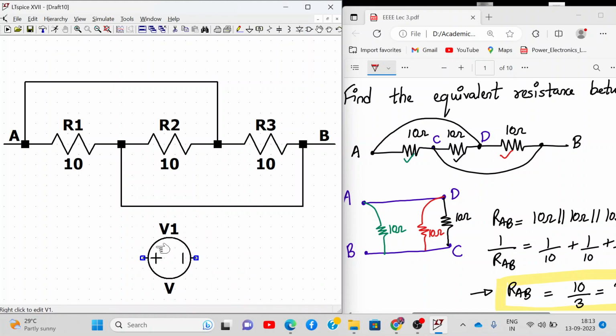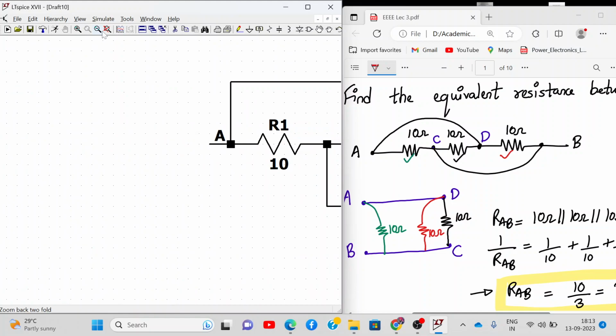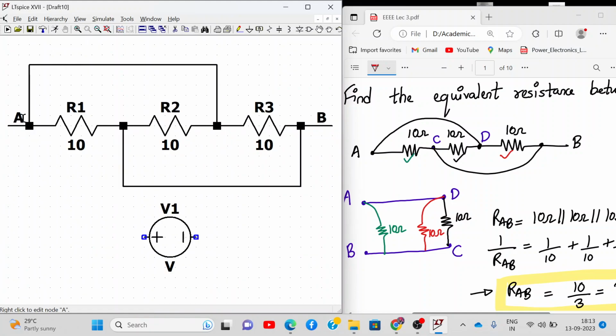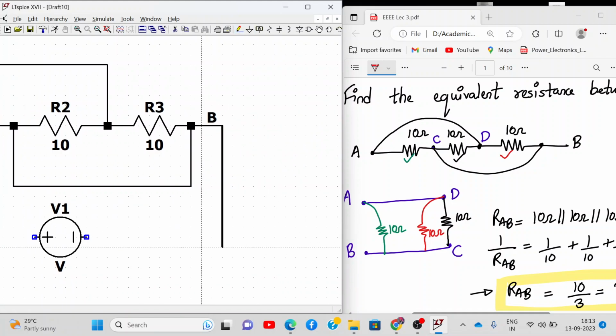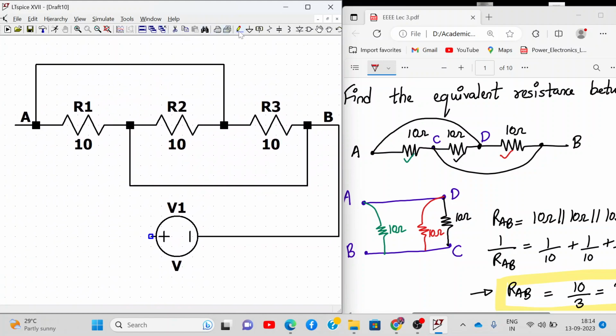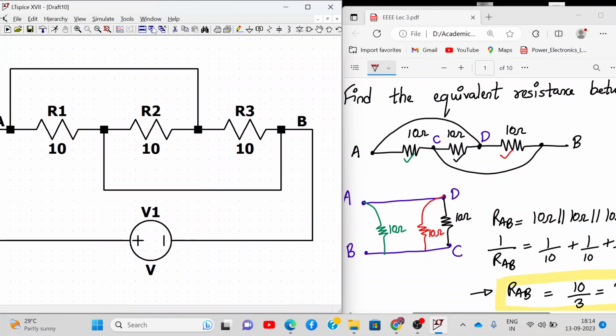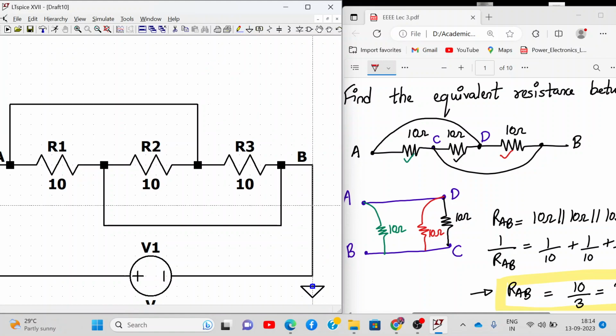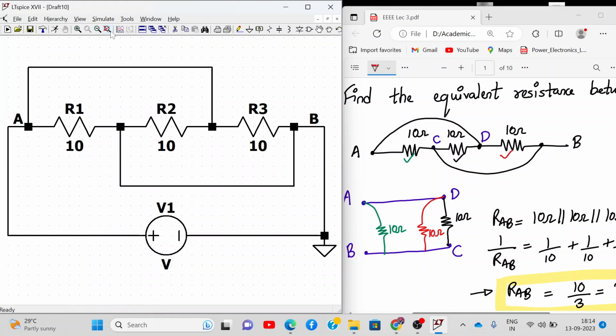So I'll connect the point A to the positive. Resistance doesn't have any polarity. So I'll take the wire and connect it, from B over here to the negative end, and from A to the positive end. And of course, I need to connect the ground also, because without that LTspice will not work. So I'll connect the ground to the negative supply over here. Alright? Okay. So my circuit is ready.